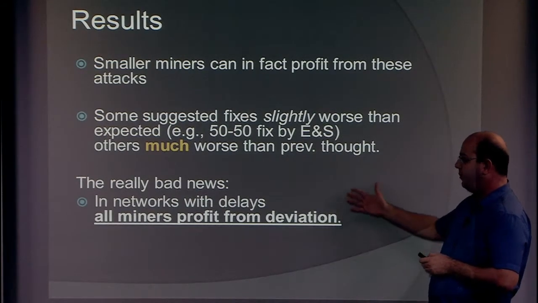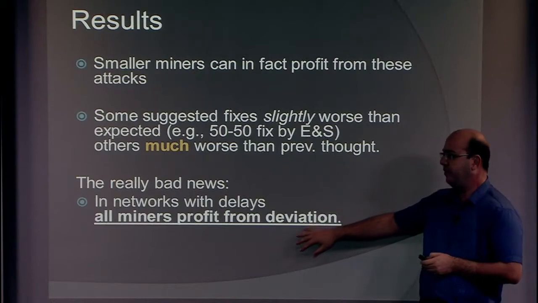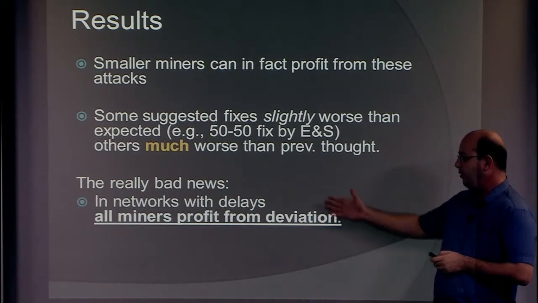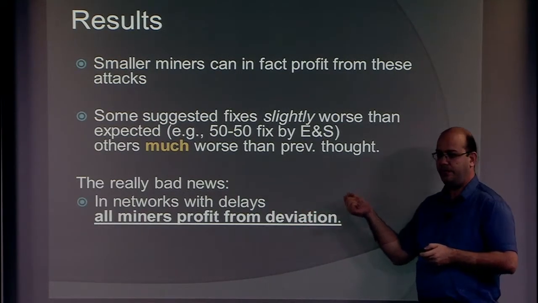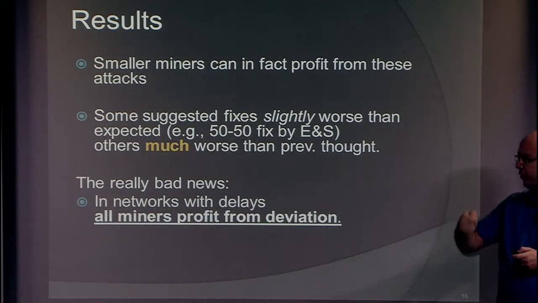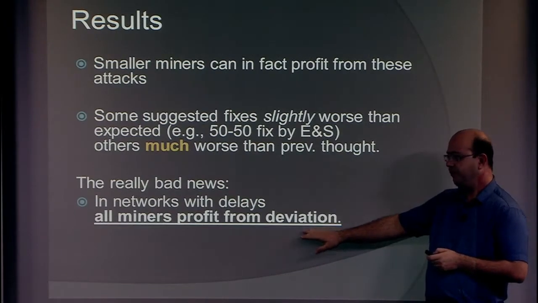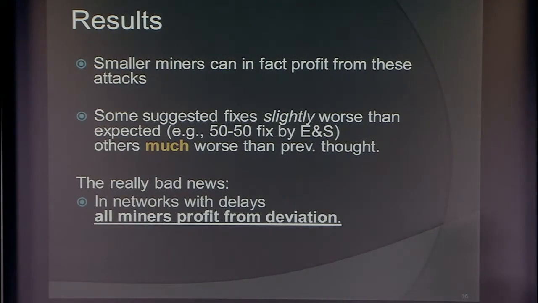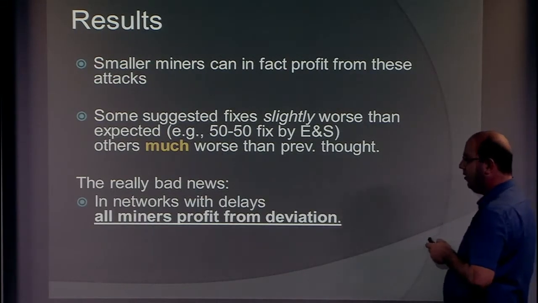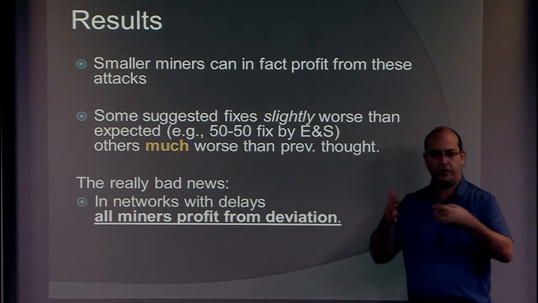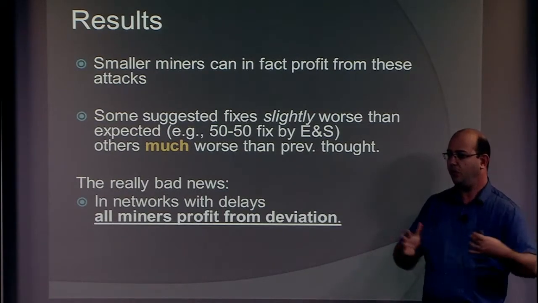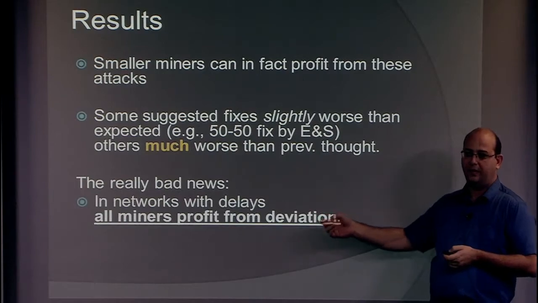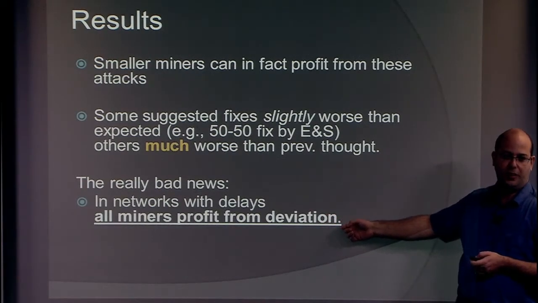So another piece of really bad news that comes out of our paper is that in networks with delays, where we start to think of messages taking time to propagate through the network, selfish mining becomes profitable for all miners of all sizes. Okay, so this is something that we care about mostly because when blocks start to grow, when we try to send more transactions through the Bitcoin network, deviation becomes easier and becomes more profitable. This is a problem.